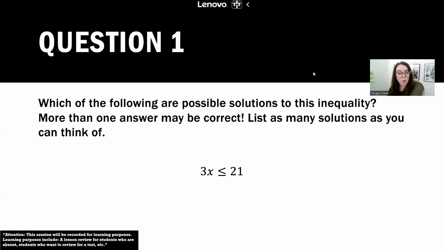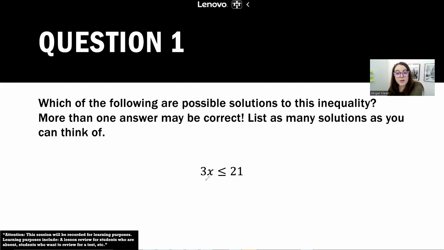So here's question number 1 of your quiz. Now that we did a brief review, we can go into the questions. And as always, the question will not be the same, but it'll be similar. So which of the following are possible solutions to this inequality? More than one answer may be correct. List as many solutions as you can think of.